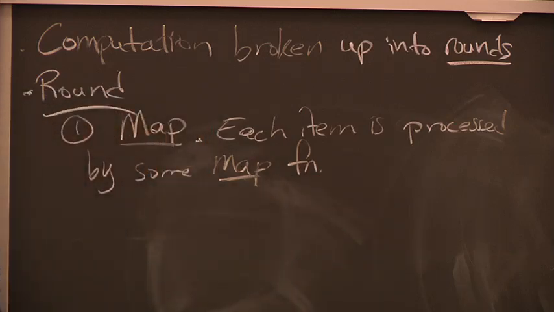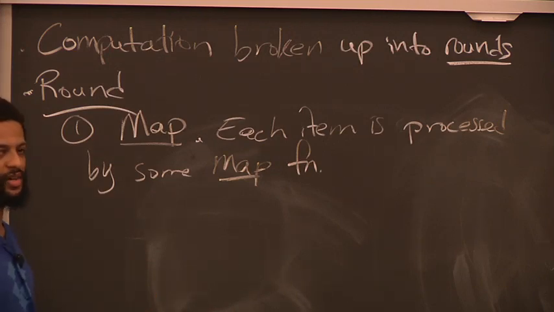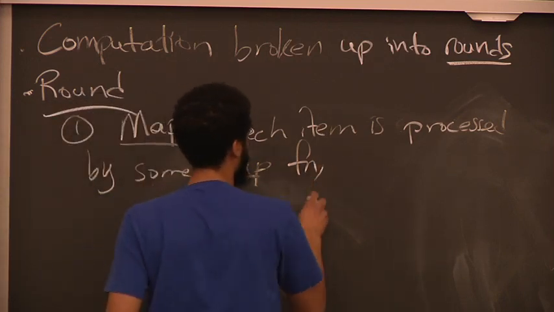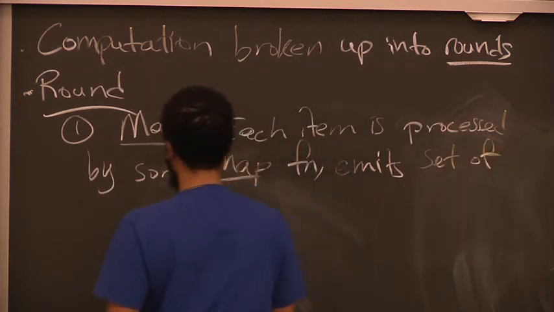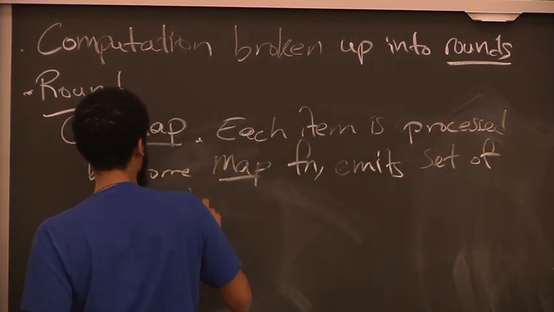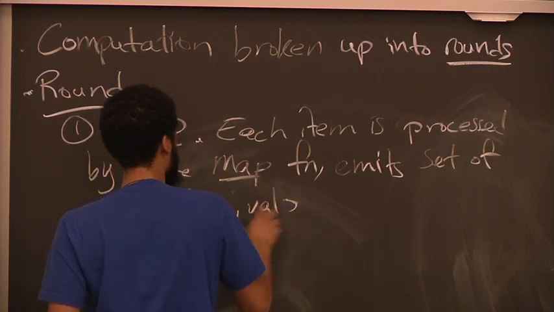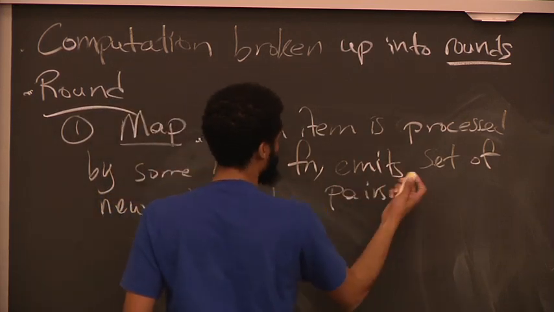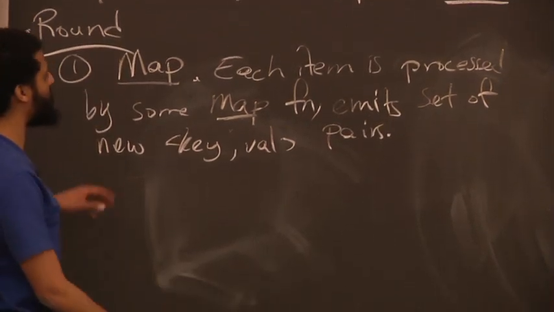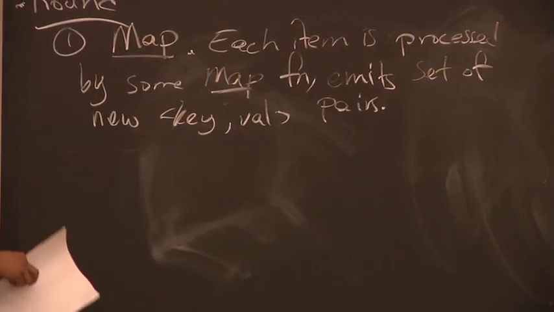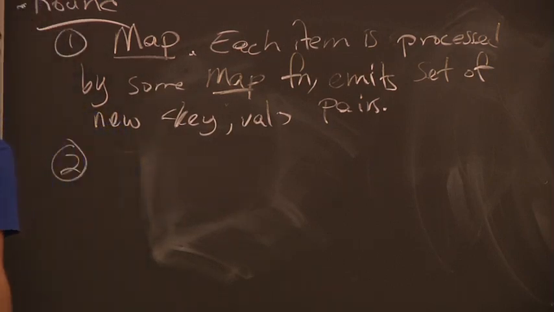Okay, so a map function takes as input a key value pair. And what it's allowed to do is spit out a set of key value pairs. It emits a set of new key value pairs. They can have the same key as the original item. They can have different keys. They don't even have to have the same key as each other. They can have arbitrary values. So the mapper is some arbitrary computation.